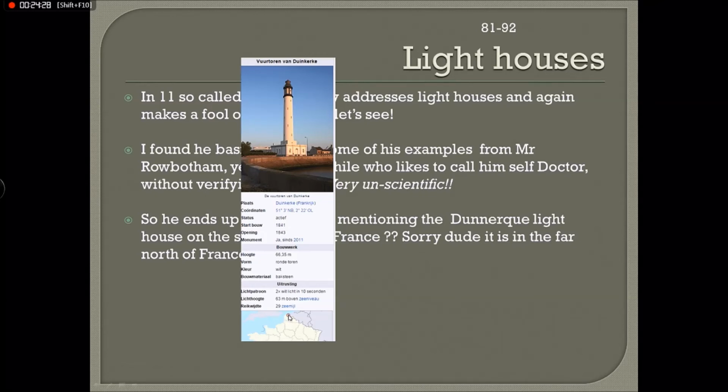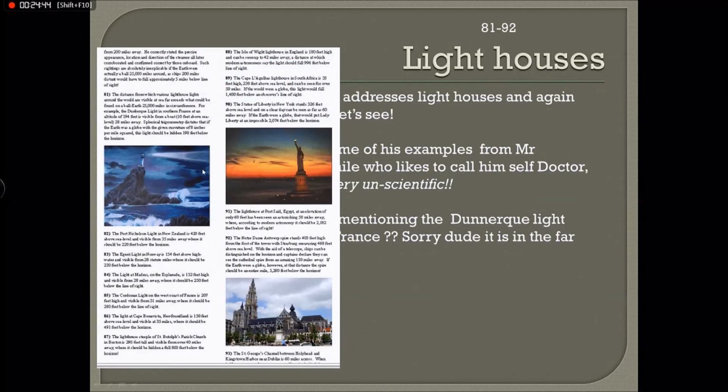Anybody who knows the history of the Second World War knows that Dunkerque was where the English boarded back to flee from the German army that was rushing into Europe. And it's there, north of France, not in the south of France. But he says it here: Dunkerque lighthouse in the south of France.